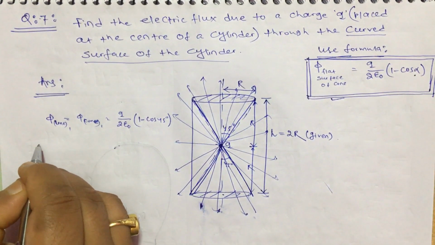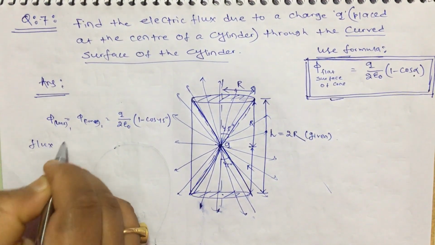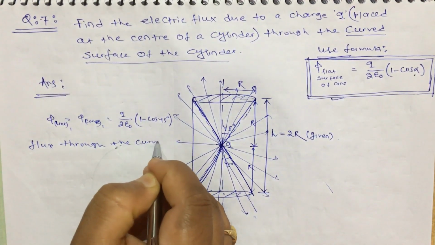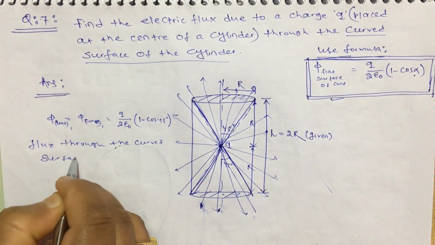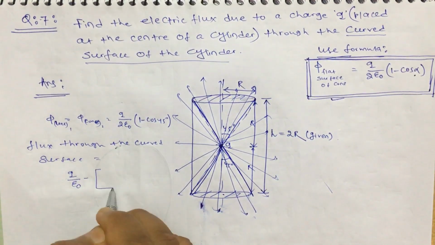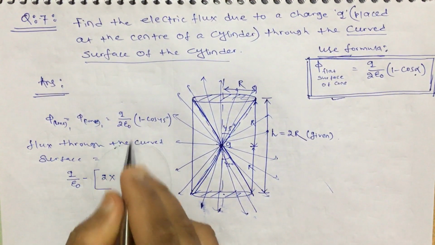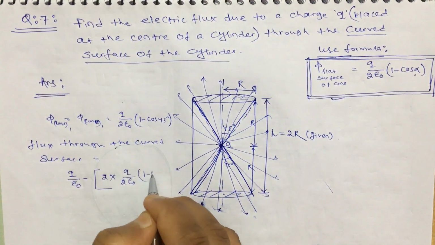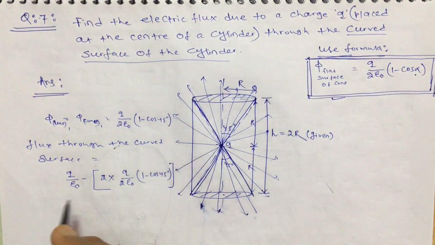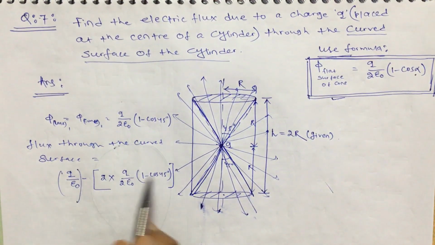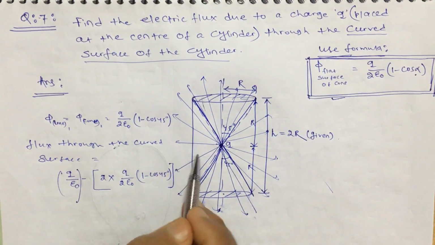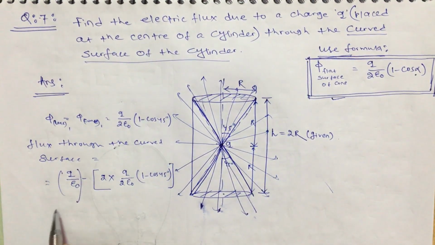So what will be the remaining flux? I can write it like this: flux through the curved surface will be equal to Q by epsilon naught minus twice into this value, Q by 2 epsilon naught into 1 minus cos 45 degrees. Is this point clear? Because the total flux is going to be Q by epsilon naught, minus flux through this plus flux through this, but they are the same, so I have to write twice the flux through one cone. Now put this value and get the answer.